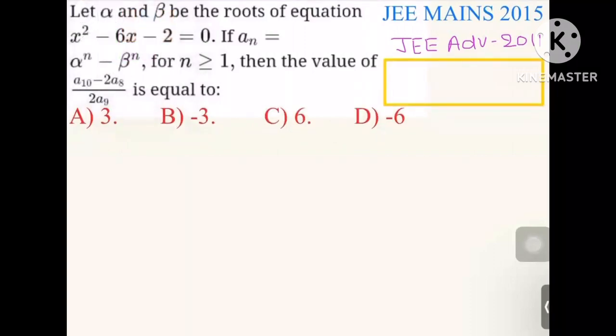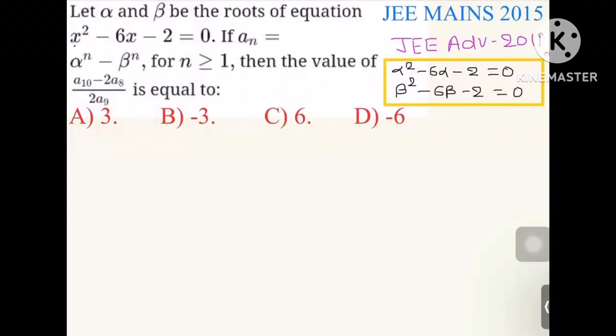Since alpha is a root of this equation, we can write alpha squared minus 6 alpha minus 2 is equal to 0. And beta is a root of this equation, so we can write beta squared minus 6 beta minus 2 is equal to 0.